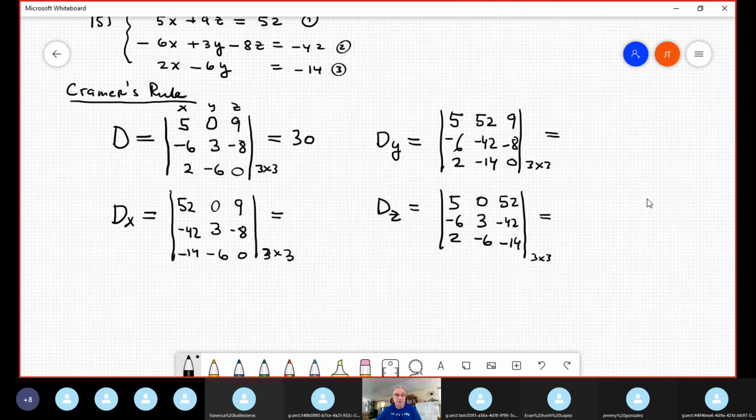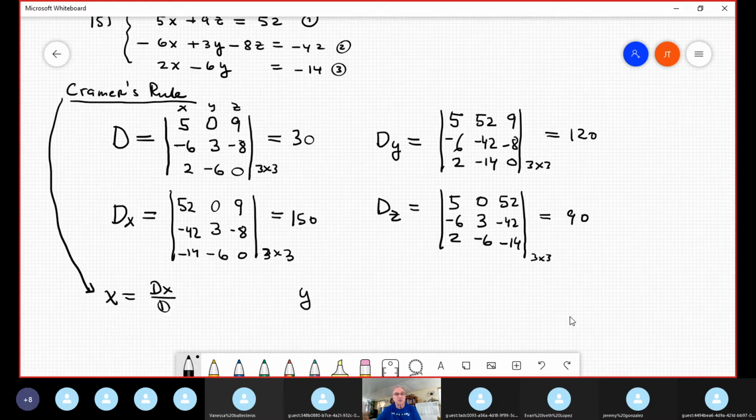The answer this guy is 150. The answer this guy is 120. And the answer this guy is 90. And the rest is just division. Cramer's rule says x is equal to dx over d, y is equal to dy over d, and z is equal to dz over d.